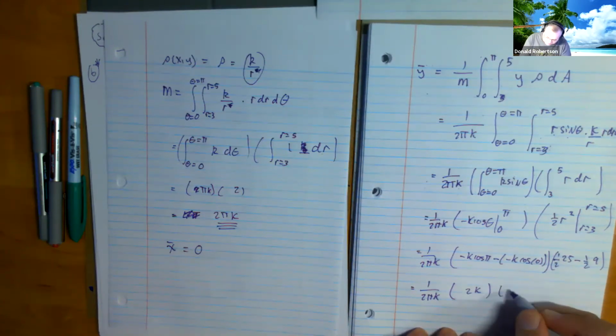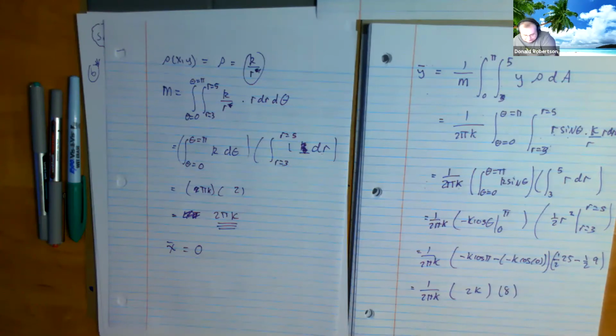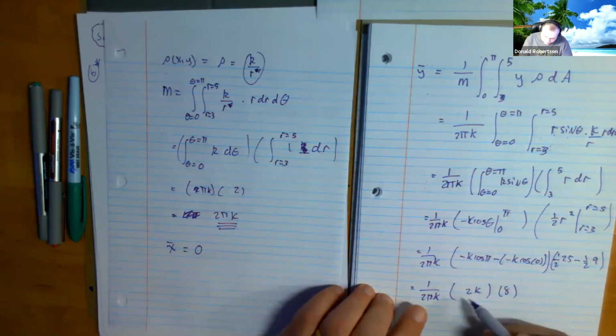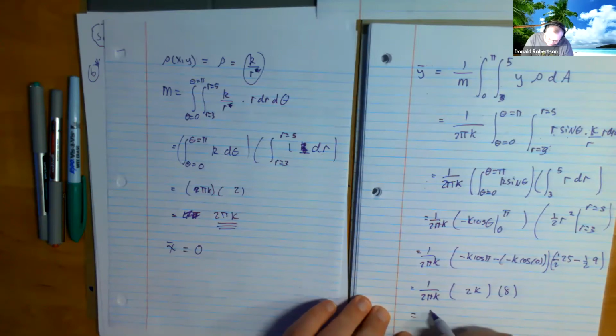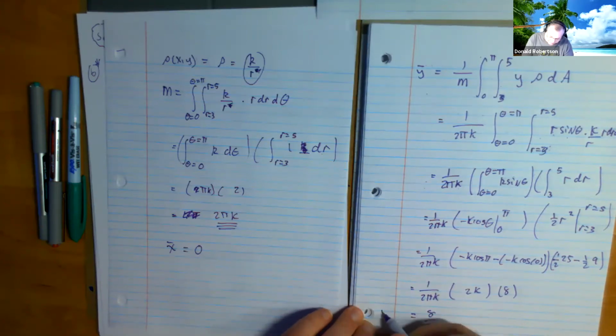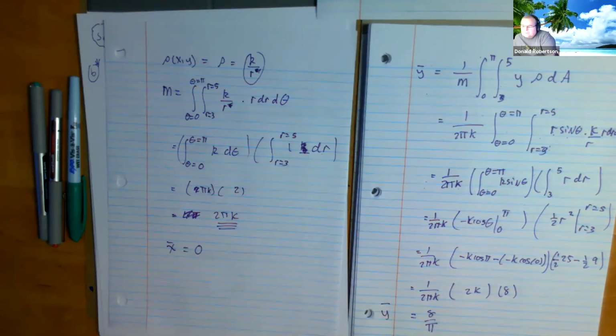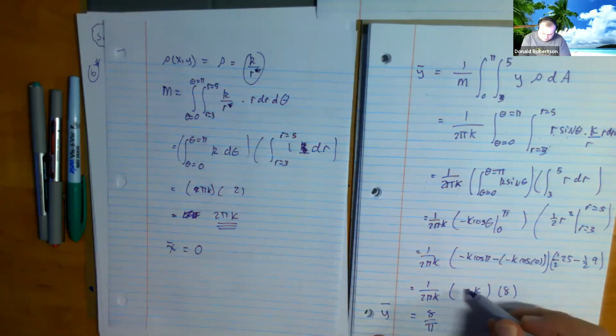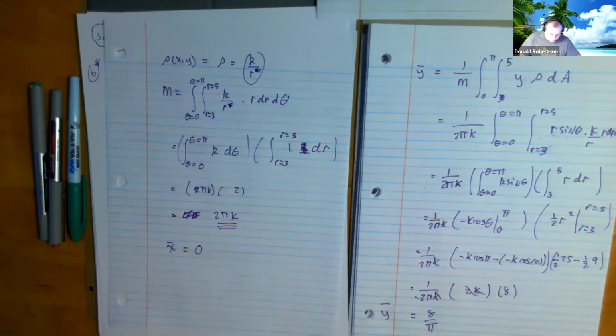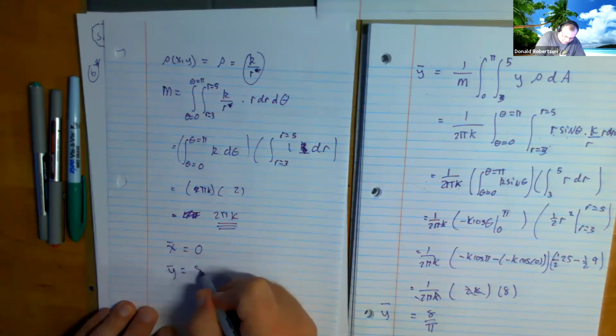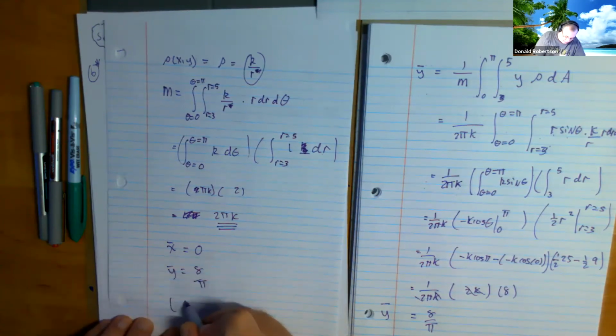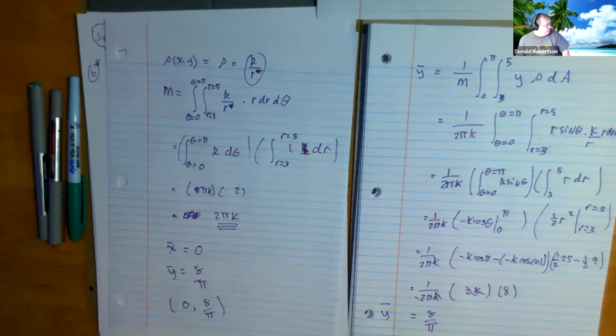And 16 halves gets me 8. And that cancels and that cancels, and it looks like 8 over pi is what's left. Cancel, cancel, cancel, cancel. And so y bar is 8 over pi. So the center of mass of this shape is 0, 8 over pi, and I am really happy because you lot kept me on the straight and narrow. That is actually the right answer. So I didn't screw up too much.